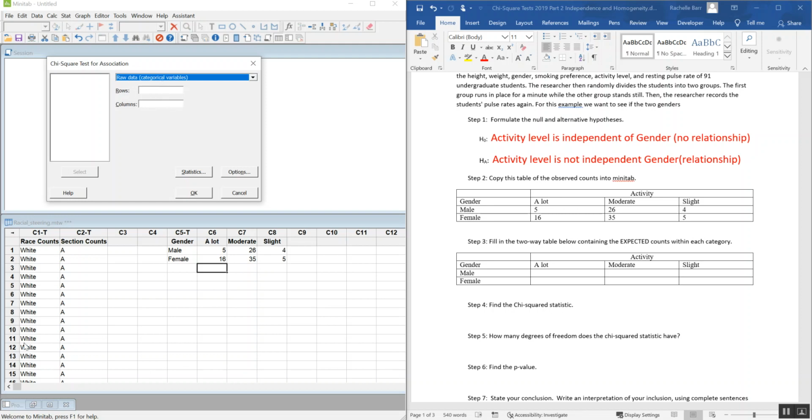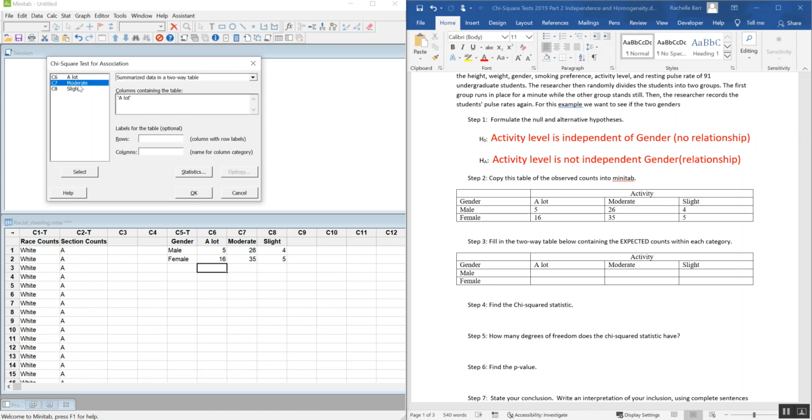That's the selection you're going to want to make for the racial steering example, the second example, where I've got one column that makes my rows and one column that makes my columns. I don't have that. I have a summarized table. So I want to change that radio drop-down to summarized two-way table. Then it's going to ask you for the columns that contain the table. So I need all three of them in there.